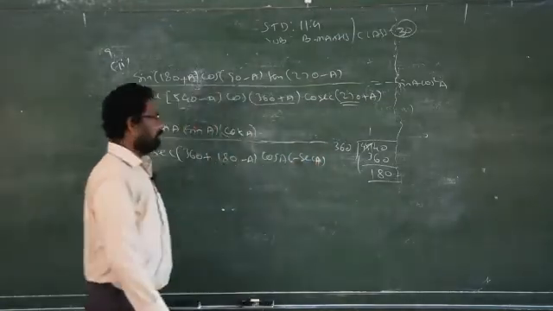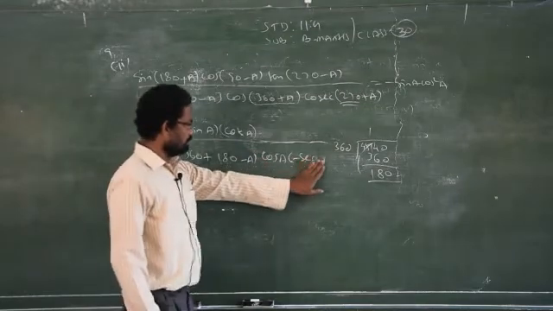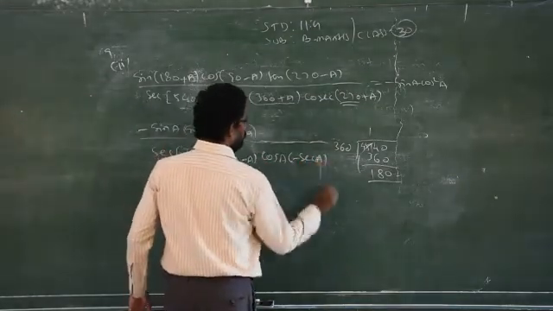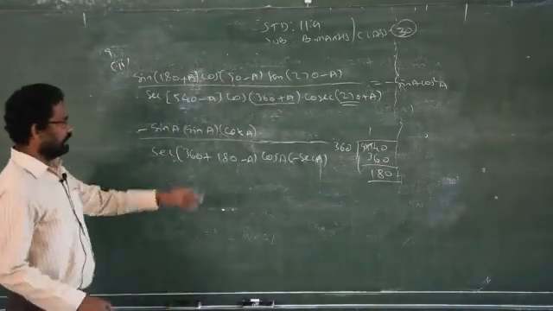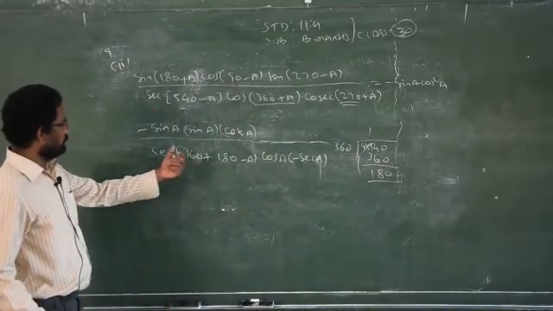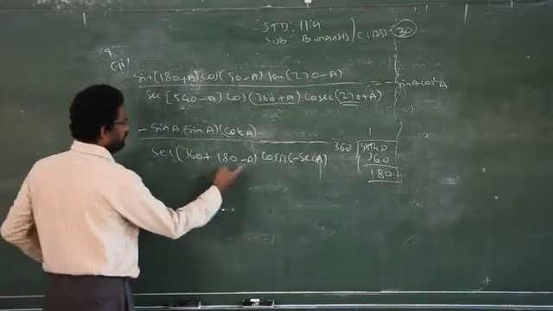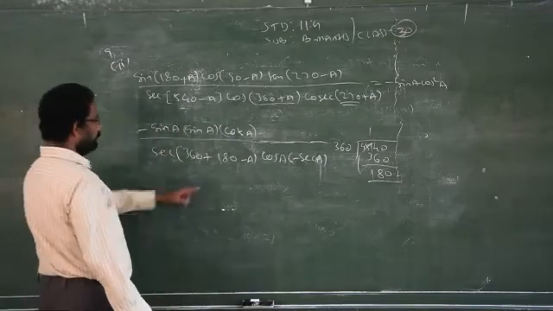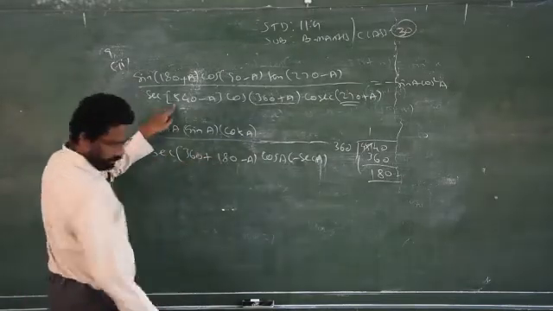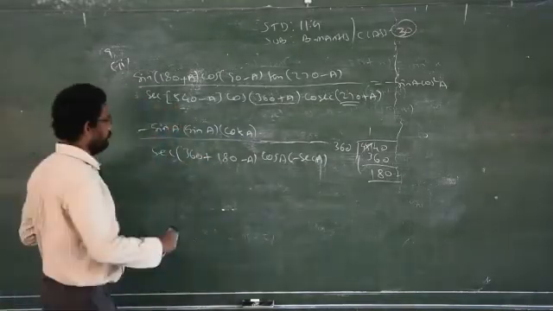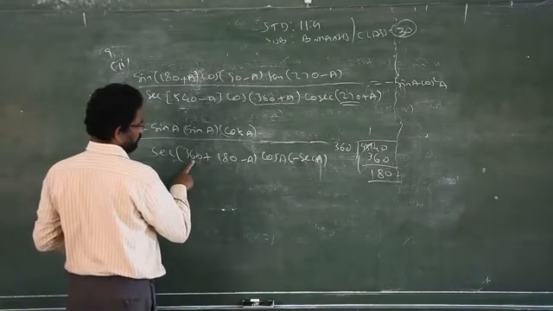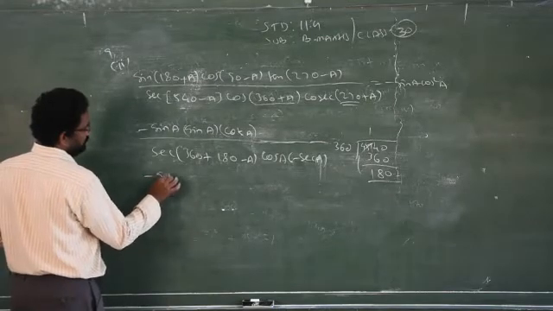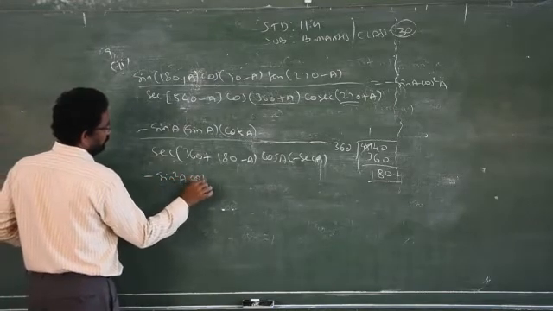Clear? Because we did so many problems with the help of the reference of the graph, here you can do it straight away. But here you can see 360 plus 180 minus A. When you add, you are supposed to get 540. Yes, 540, remainder 180. So now, simplify: minus sin square A cot A.